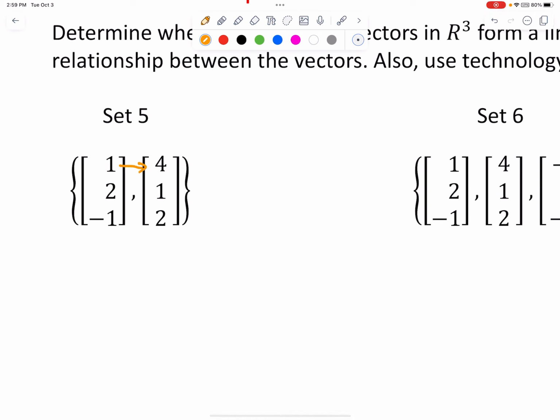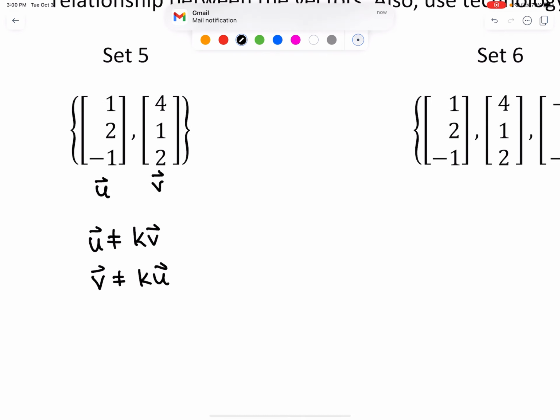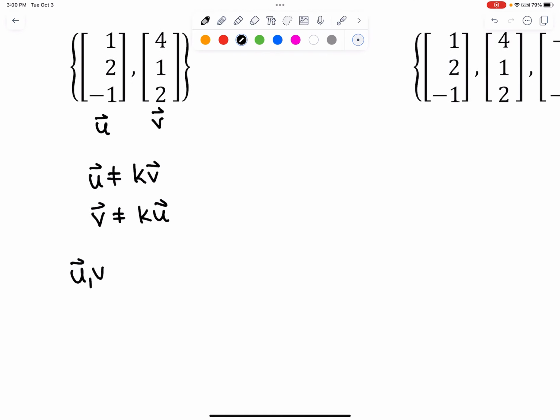So to go from 1 to 4, we would multiply by 4, but that's not the same scale factor to convert 2 to 1, nor is it the same scale factor to convert -1 to 2. So these two vectors are not multiples of each other. Let's call them u and v. And u cannot be constructed from v by scaling it, nor can we scale u to construct v. So these two vectors are linearly independent.